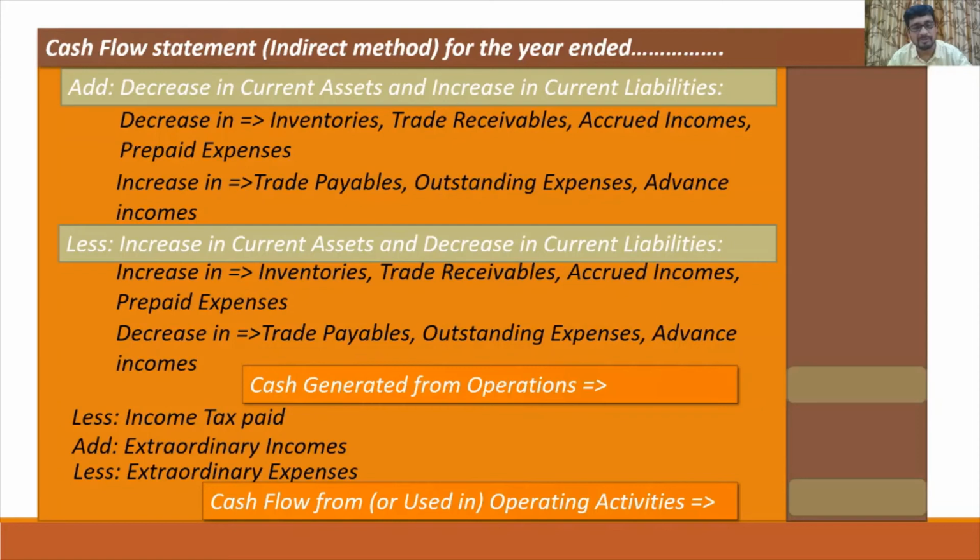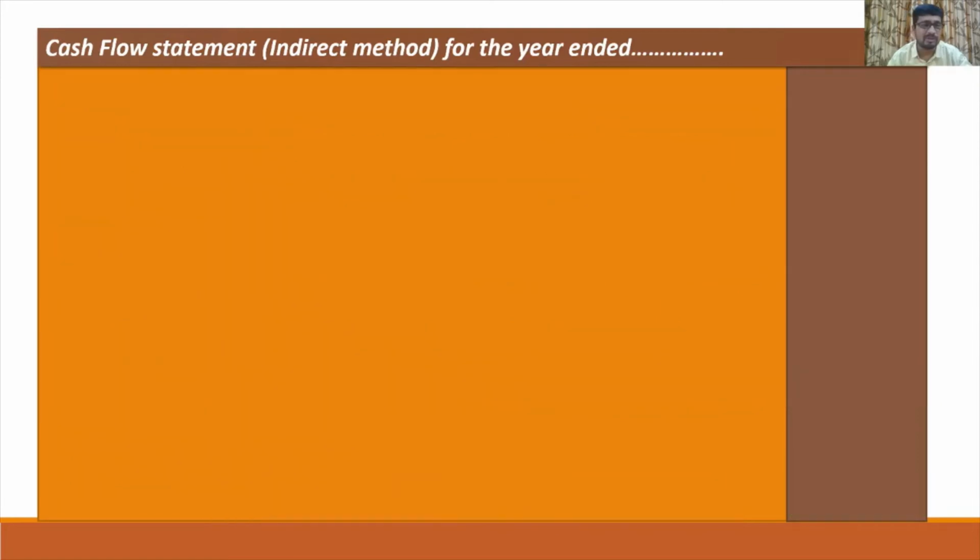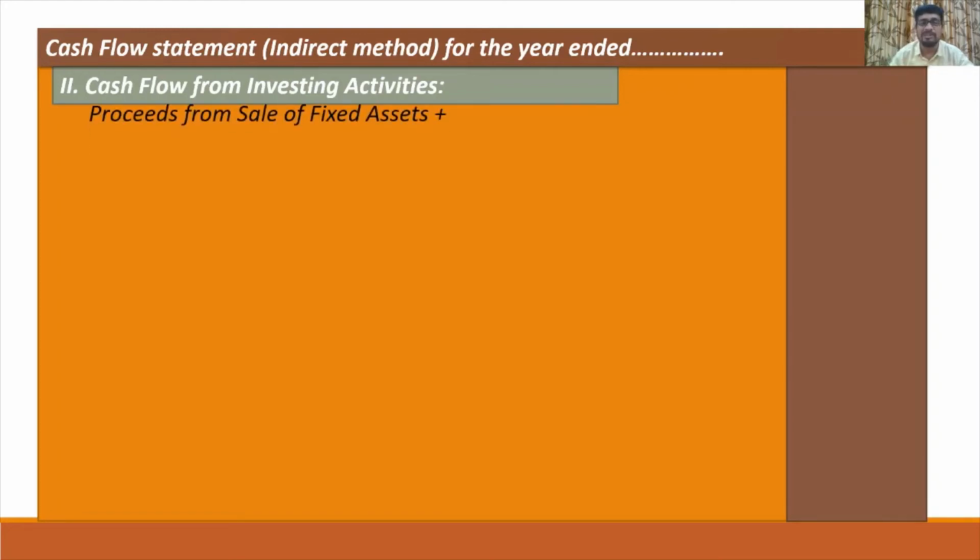Now let us move on to the second stage, second activity, that is cash flow from investing activities. Children, in simple terms, non-current assets and non-current investments are added and subtracted in this activity. Okay, so let us see. Like proceeds from sale of fixed assets. When we sell fixed assets, cash comes in, so it is added.